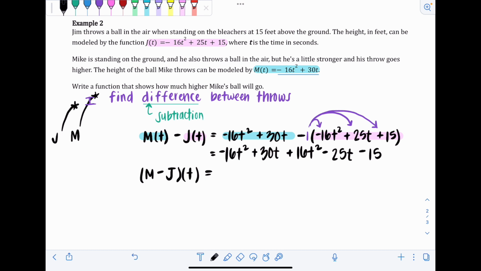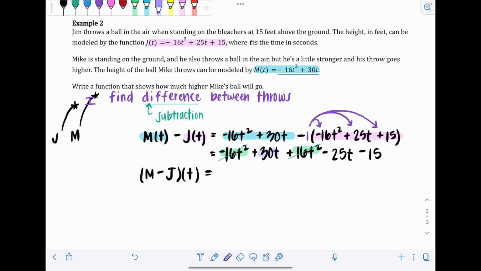So we'll start with the t squareds. I have a negative 16t squared and a positive 16t squared. If you have two of the same numbers, but one is positive and one is negative, when you add them together, they're going to cancel out. It's going to be 0. So I'm just left with 0t squared, but I don't need to write that. I can just cross them off because they cancel each other out.